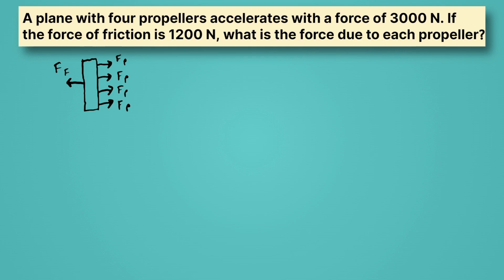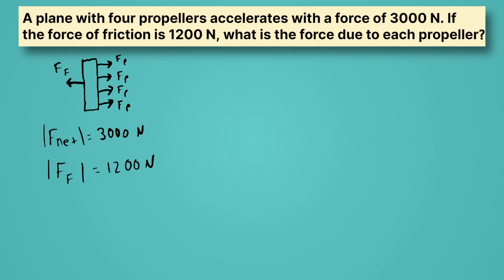Now it wants to know what is the force of each propeller. Well, let's write down some things that we know from the problem. The total thrust and the net force is going to be 3,000 newtons. We're told that the plane is accelerating with a force of 3,000 newtons, so that's telling us our net force. And that might be a little more obvious once I draw the net force equation. We also know the force of friction. So the force of friction is 1,200 newtons.